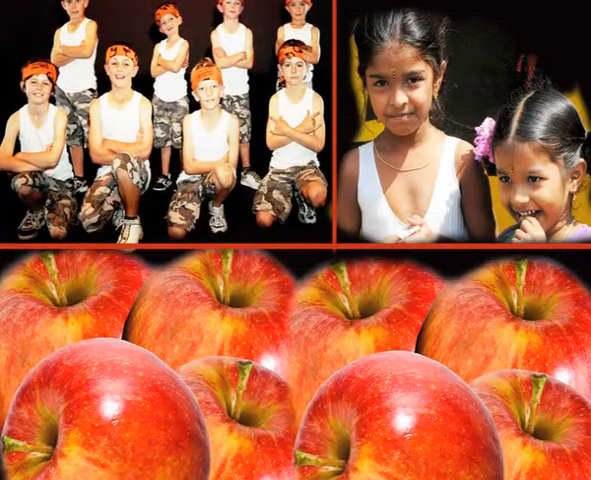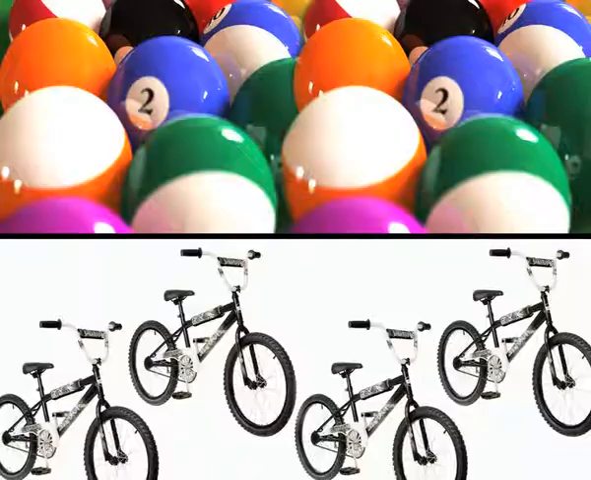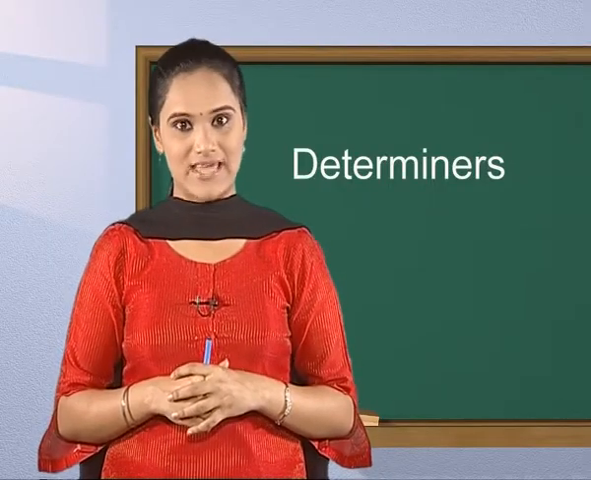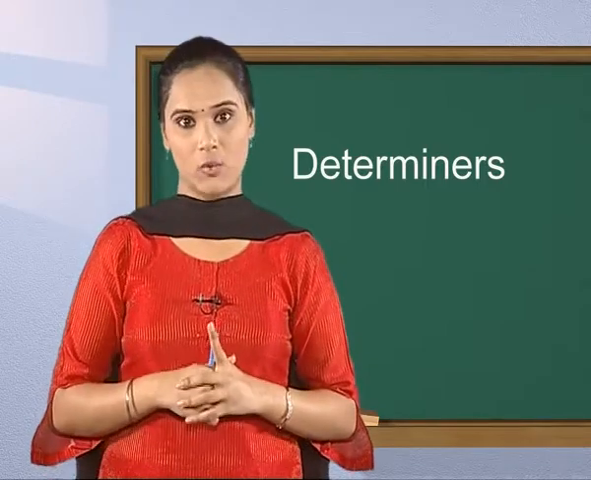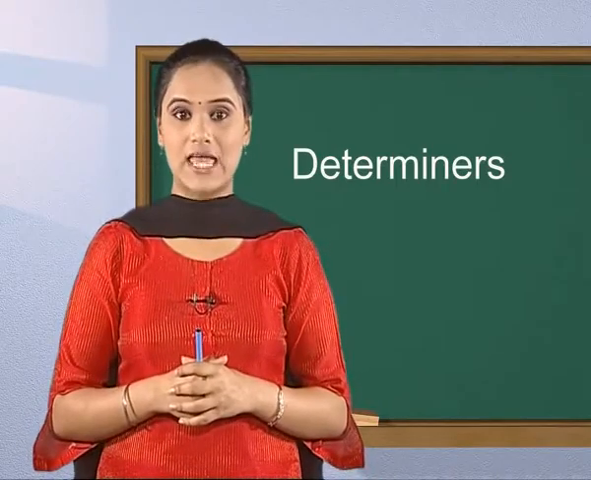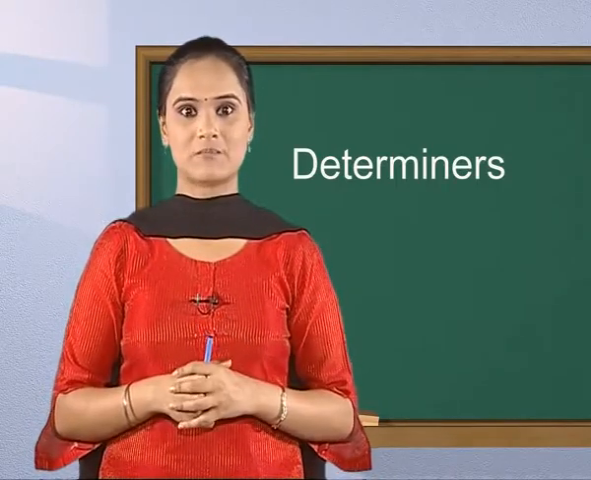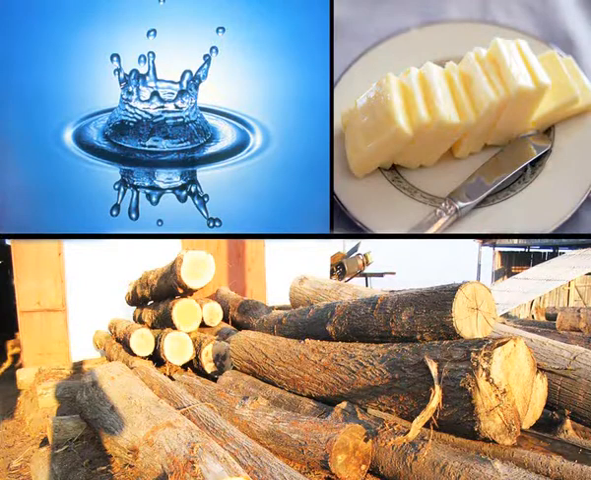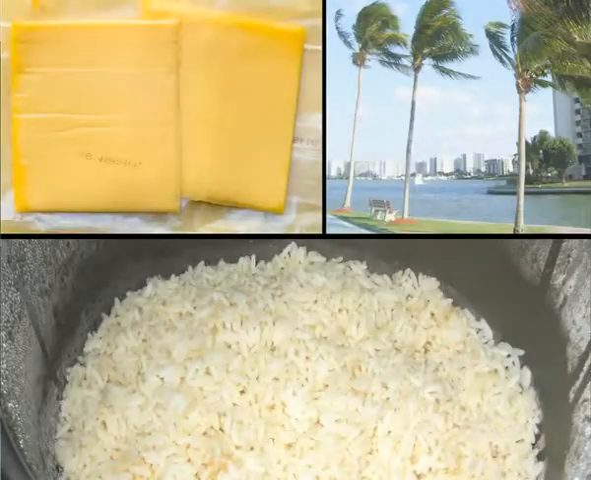Take a look at these upcoming pictures. Boy, girl, apple, ball, cycle. Can we count them? Yes. We can say one boy, two boys, 100 girls, 5 apples, 10 balls or 10 cycles. Water, butter, wood, cheese, air, rice.